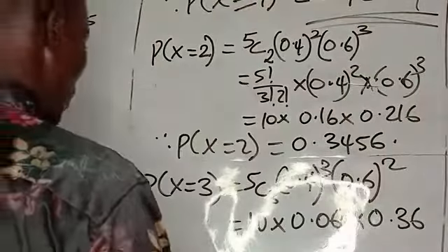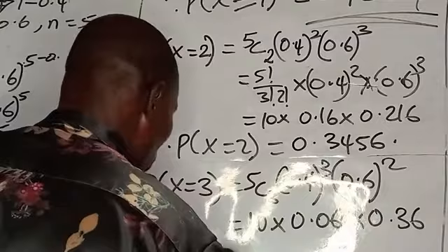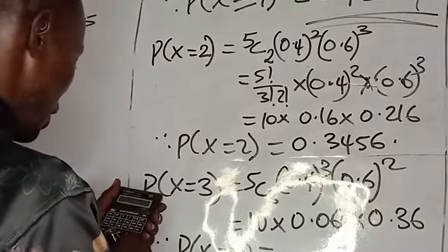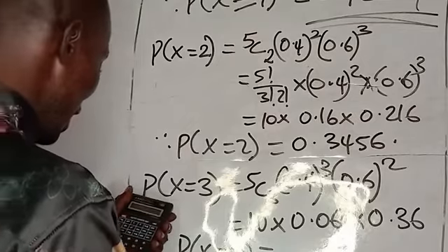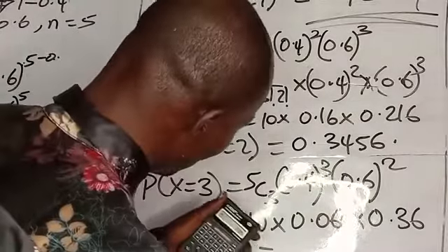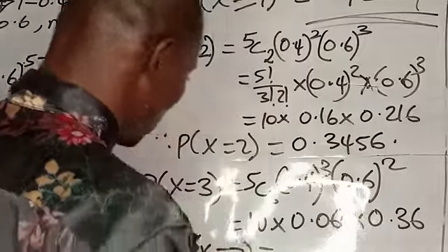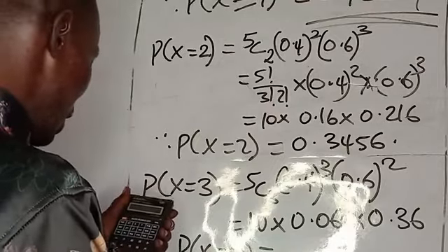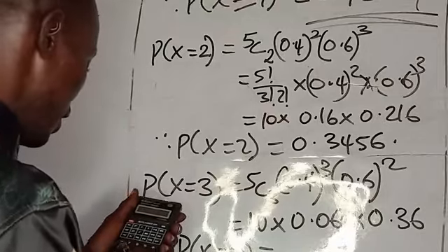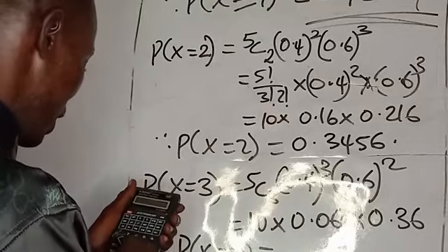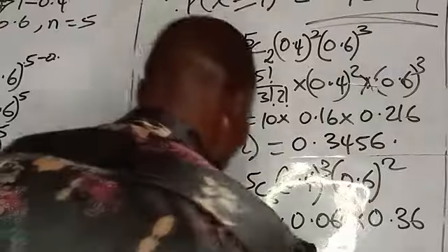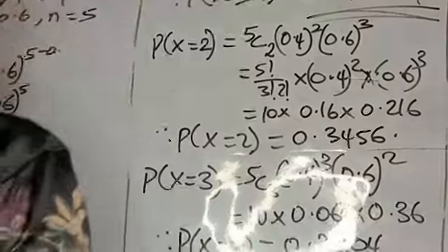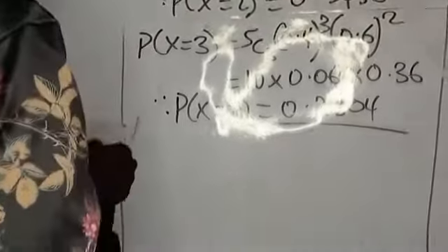Then multiply them out. Therefore, probability of x equal to 3 equals 10 times 0.064 times 0.36. This gives us 0.2304. That is probability of x equal to 3.